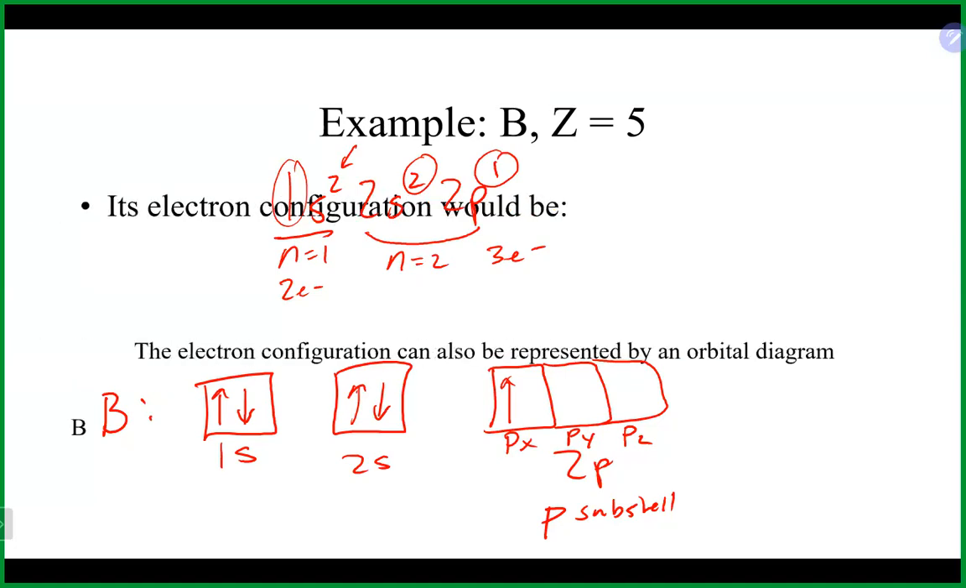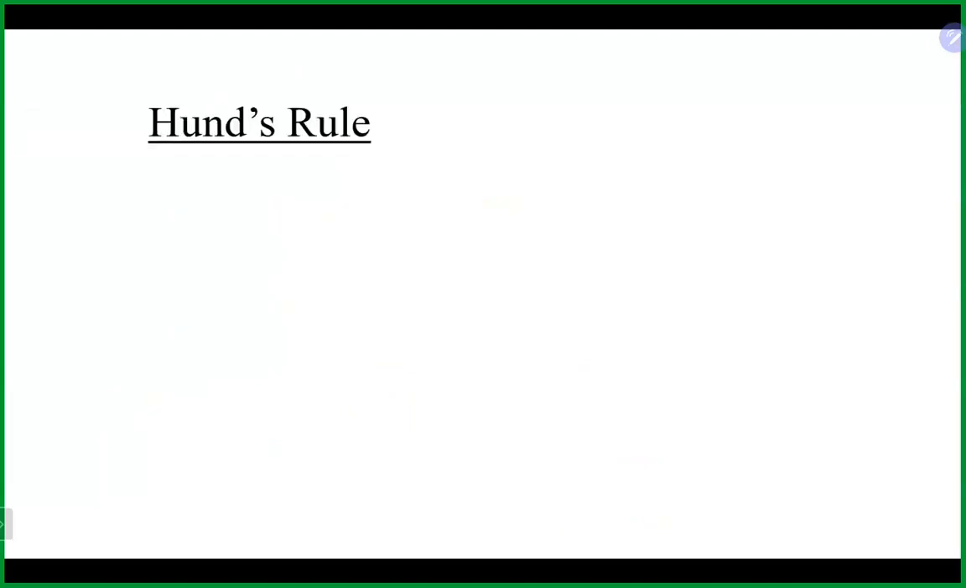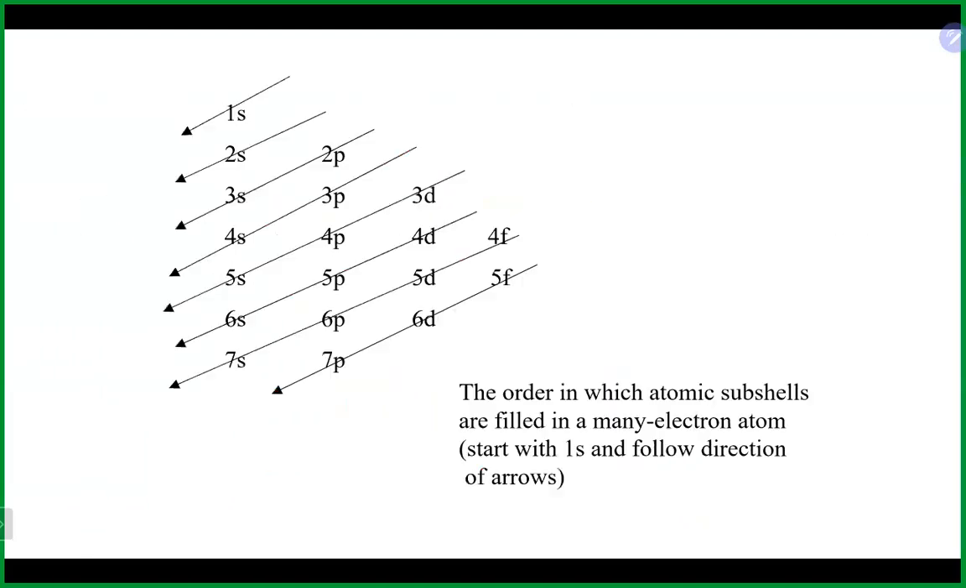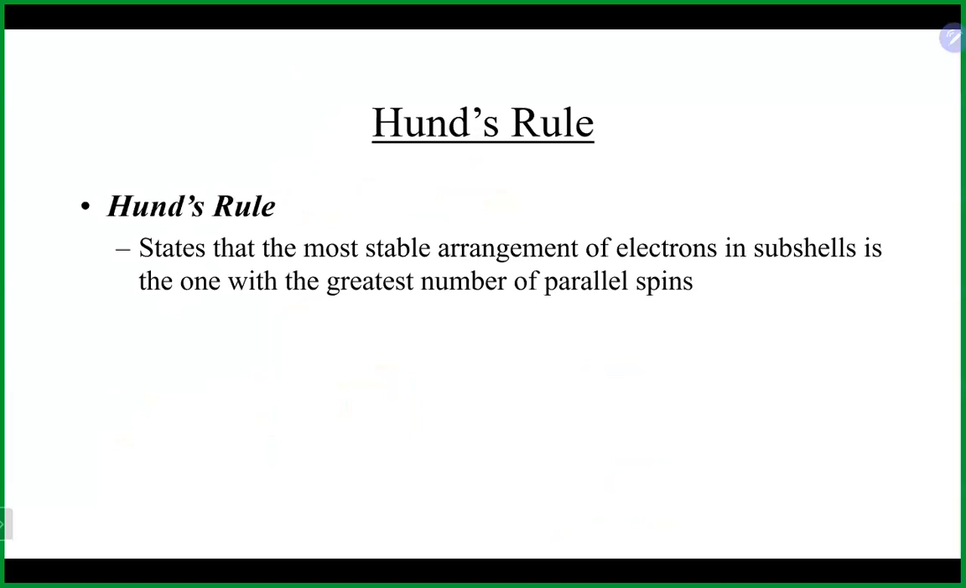And there is a rule that we want to follow when we talk about where we should place those electrons. And that rule is what is referred to as Hund's rule. And Hund's rule says that the most stable arrangement for electrons in a subshell is the one that maximizes parallel spin. So parallel spin is different than what we saw here, which is paired spin, where they go opposite. Parallel spin means that they go in the same direction.